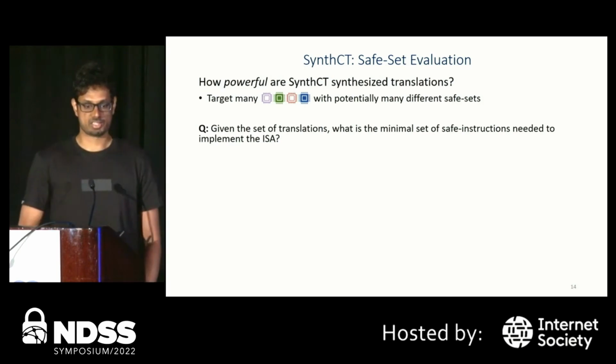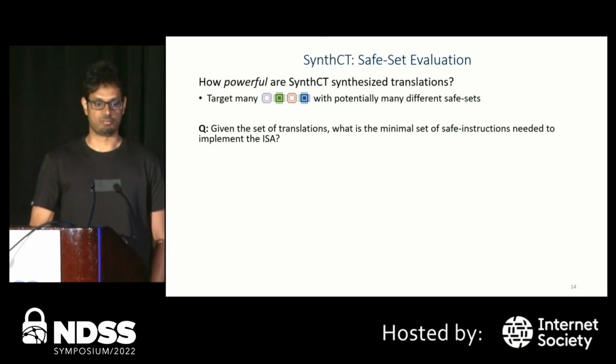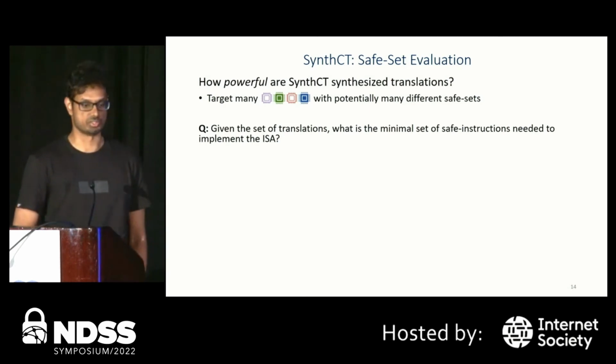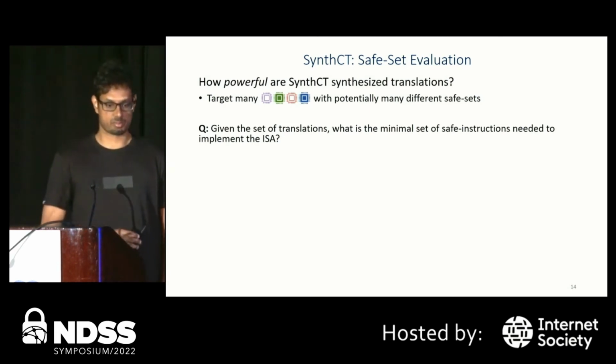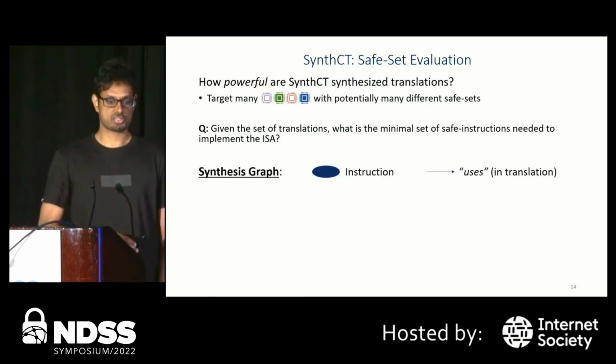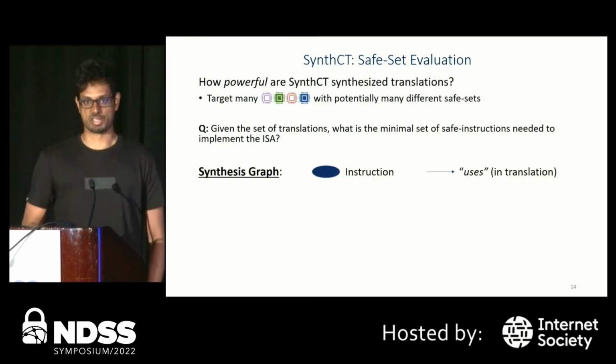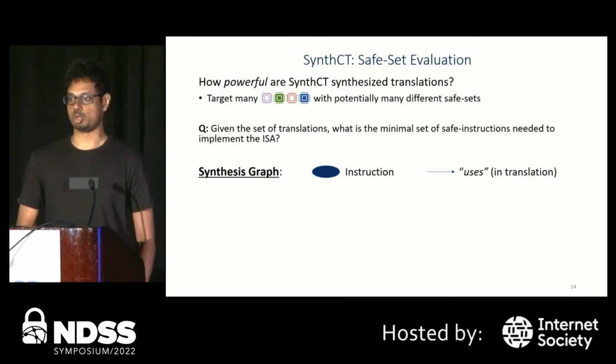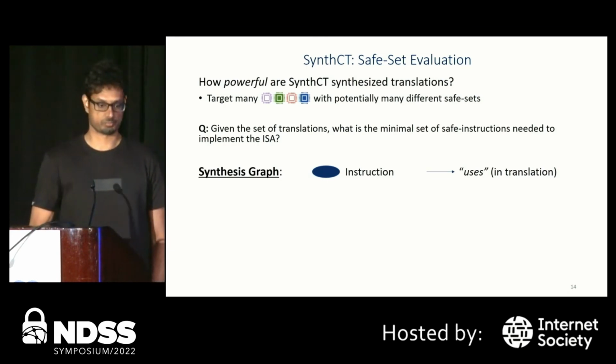Intuitively, our translations are more powerful if they're able to support a variety of microarchitectures with many different safe sets. Therefore, the synthesized translations should implement a large part of the ISA using a small, simple core set of x86 instructions. So rather than starting from an assumed safe set, we try to synthesize translations for every instruction in the ISA, assuming that any of them may turn out to be unsafe on a target microarchitecture.